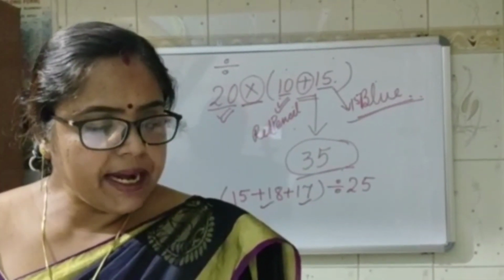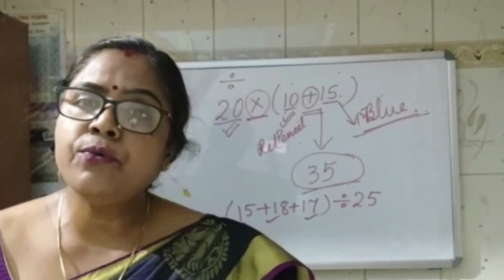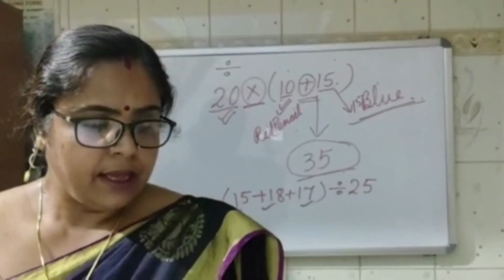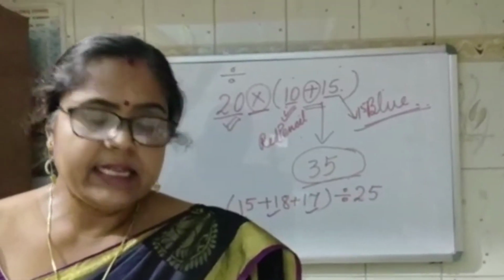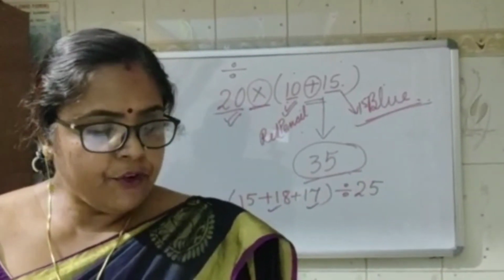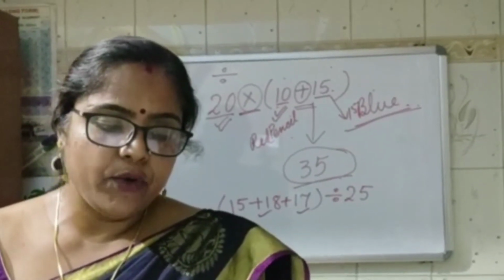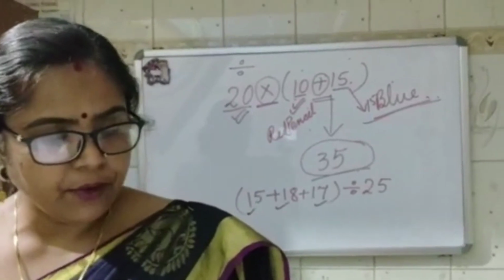Then 0 divided by 18, it is 0. Any number will divide to 0, it will be 0 always. 354 divided by 1 is number itself, so answer is 354. If 12 into 15 is equal to 180, then 180 divided by 12 is equal to... this is a division fact question. You can get the answer by your own.